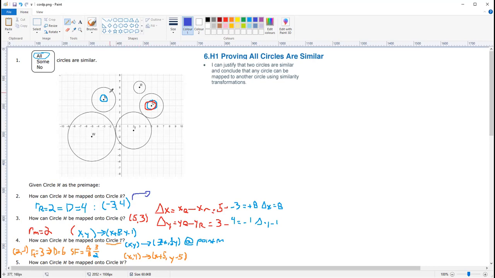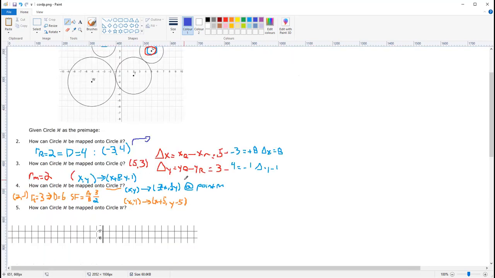So circle M being mapped to R. This one, it's a scale factor of 1/2, right? Because this is a 1, this is a 2, so we have to do a scale factor of 1/2. And then the translation is going to be 1, 2, 3, 4, 5, 6, 7 over and 1, 2 up. Okay, so anyway, sorry about that. I don't even remember doing that.